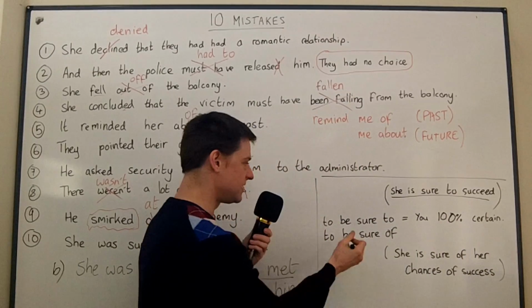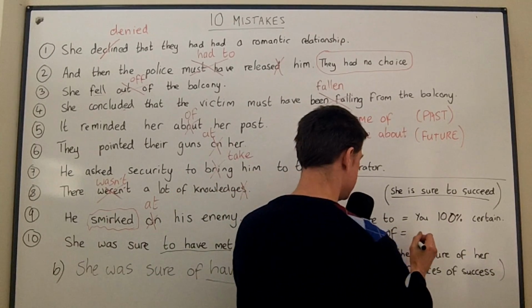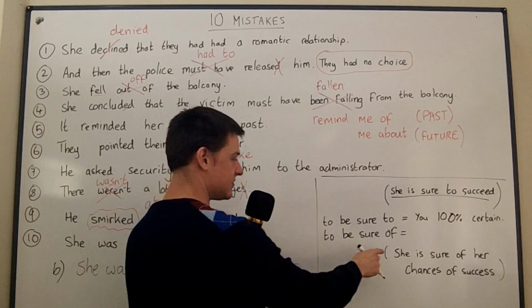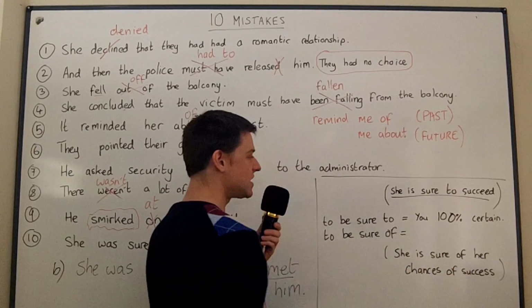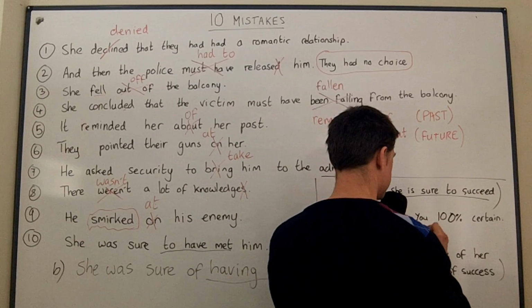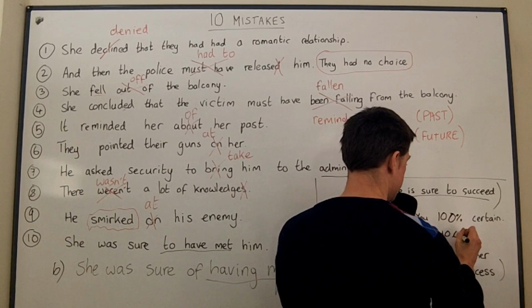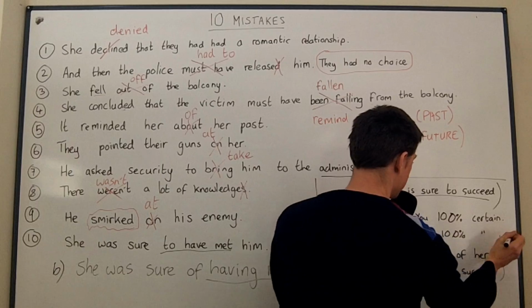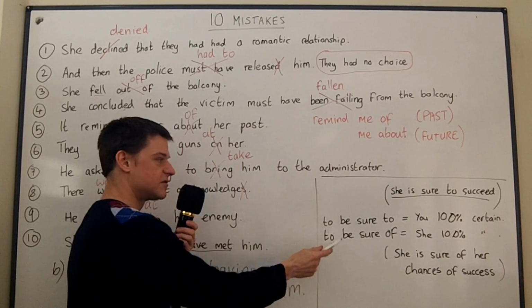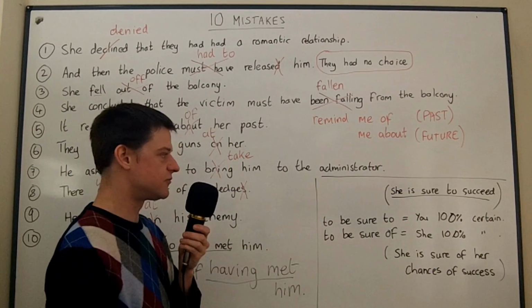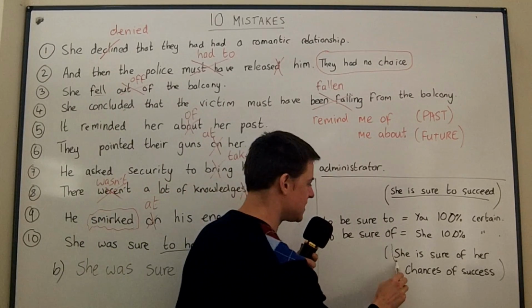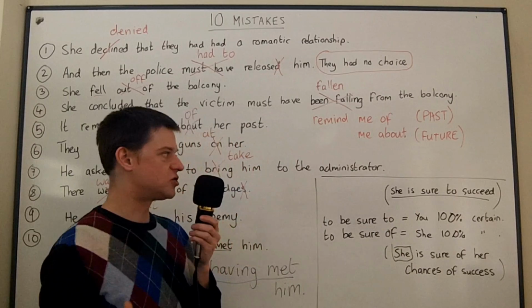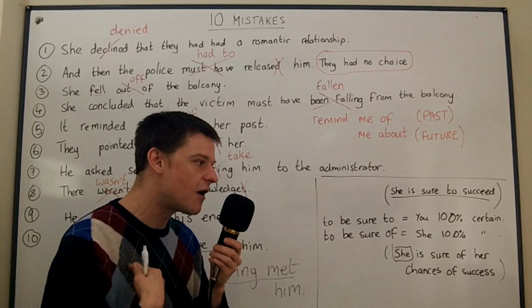Okay? Because to be sure of, it means that if we say she is sure of her chances of success, here we mean she is 100% certain. Okay? So please try and study those 2 examples and see how they are different. If you say she is sure of her chances of success, that means she is certain. But if I say she is sure to succeed, that means I am certain.